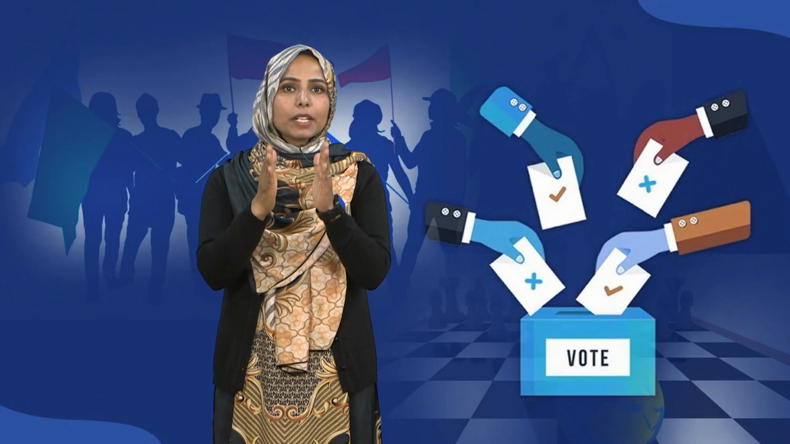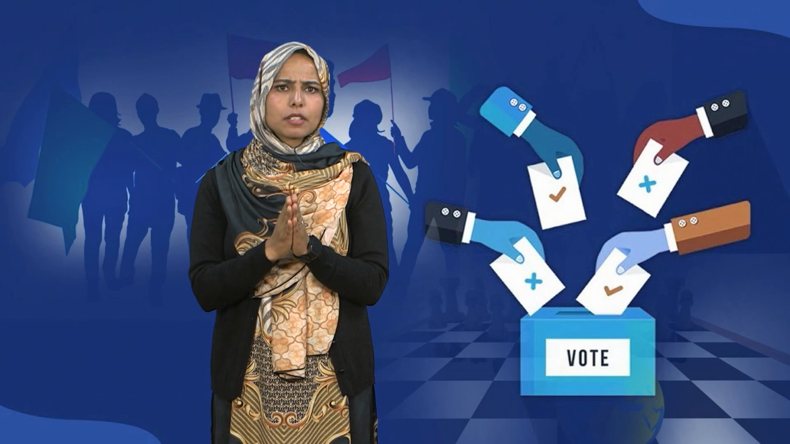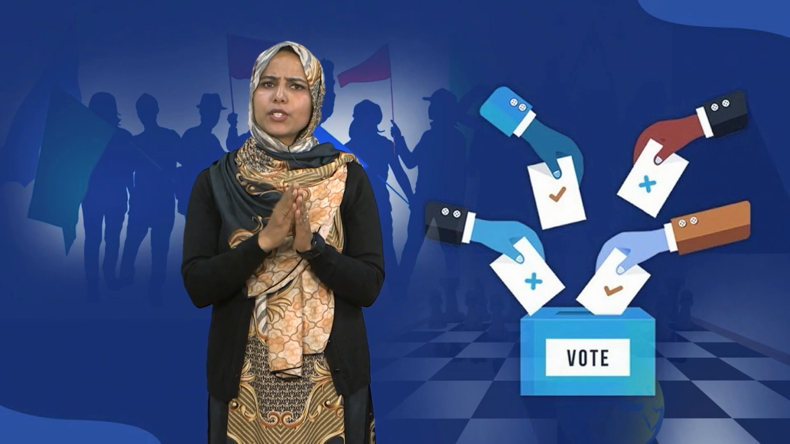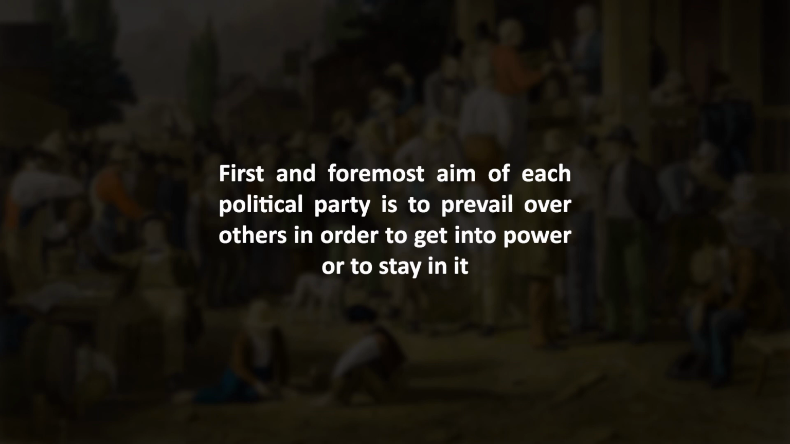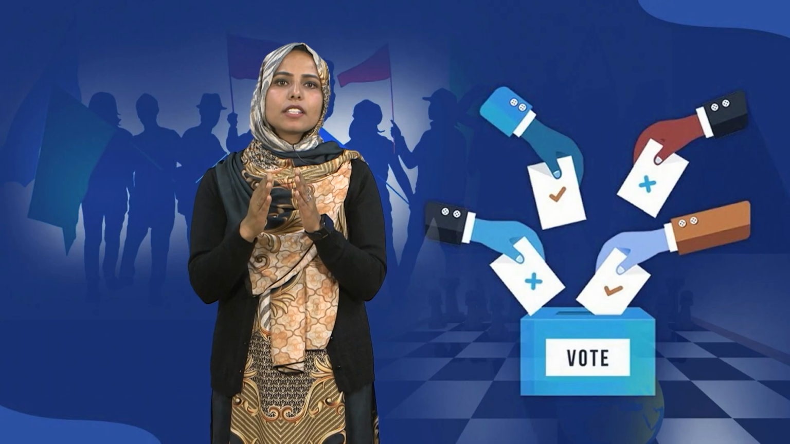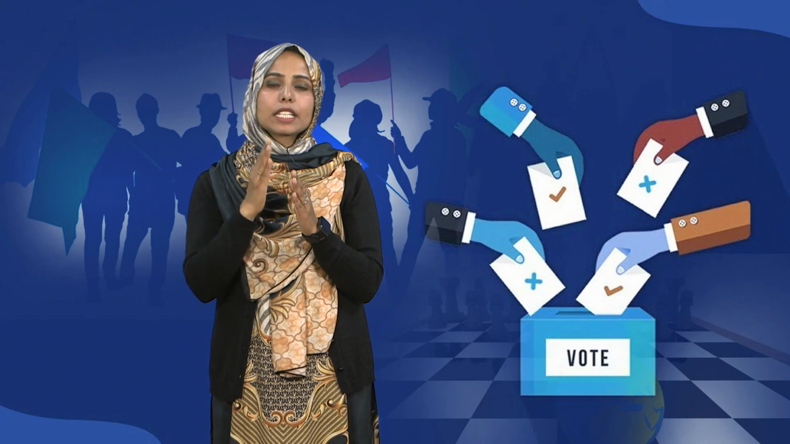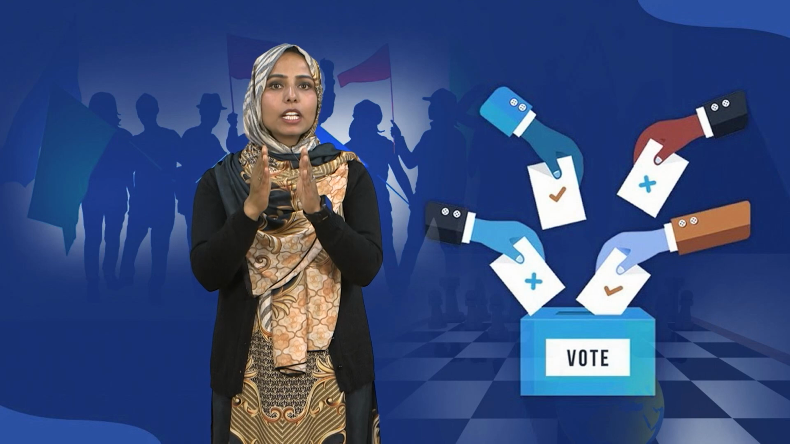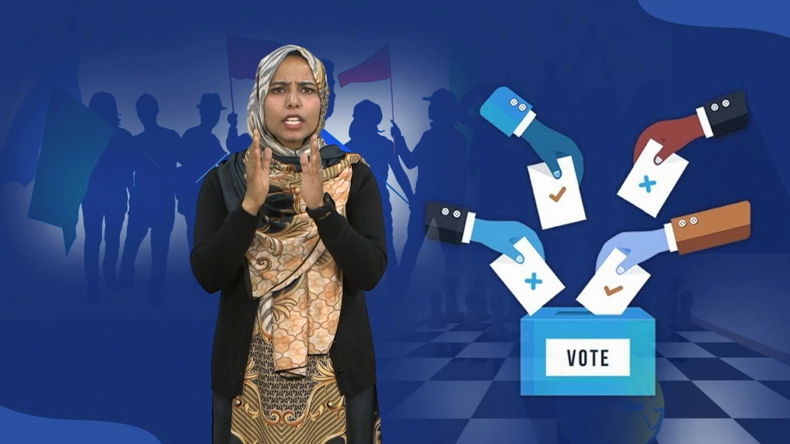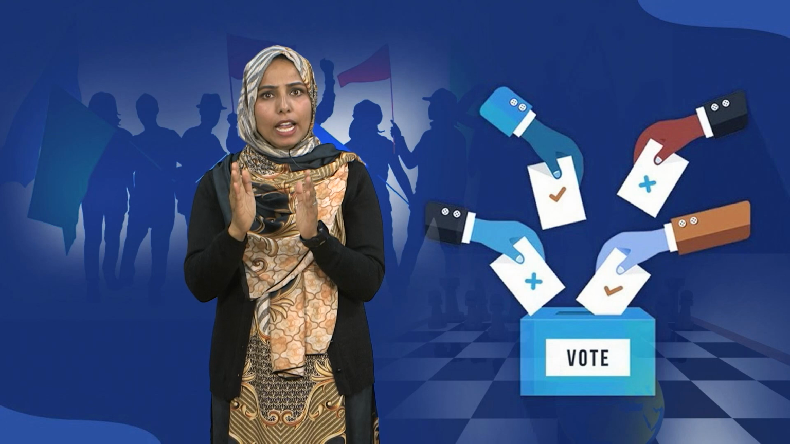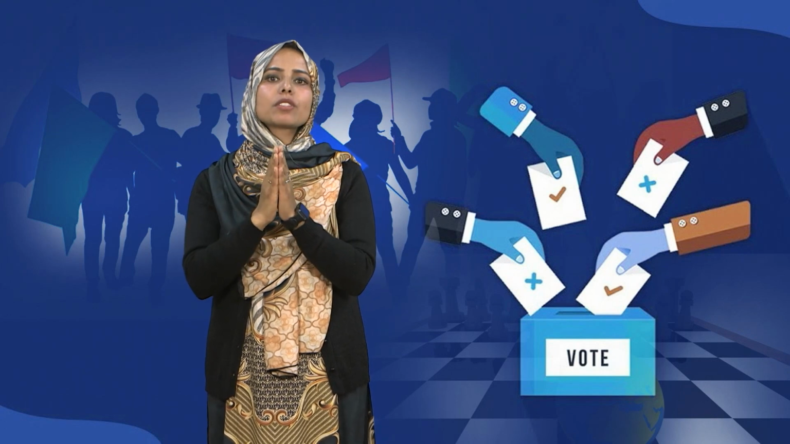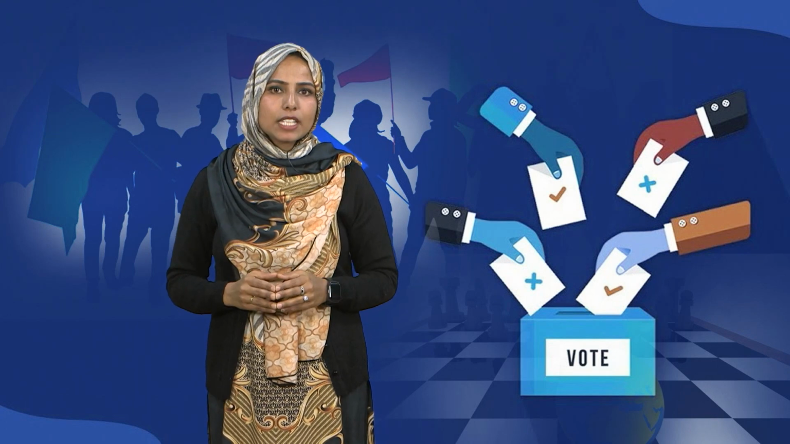Now, dear students, let's conclude today's lecture. In the political process of any democratic system, the party is an essential political agency. The first and foremost aim of each political party is to prevail over others in order to get into power or to stay in it. Thus, it is for the attainment of political power that parties strive and subsequently distinguish themselves from other groups. The political party in this modern age is a key to political power in both the open and closed system by the means which society provides. This was all for today's lecture.